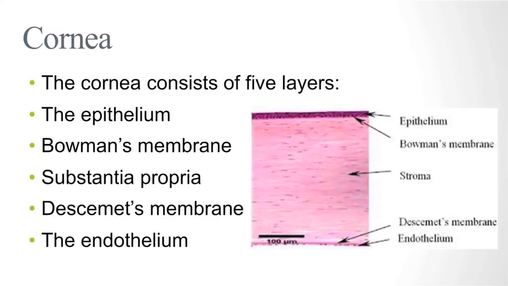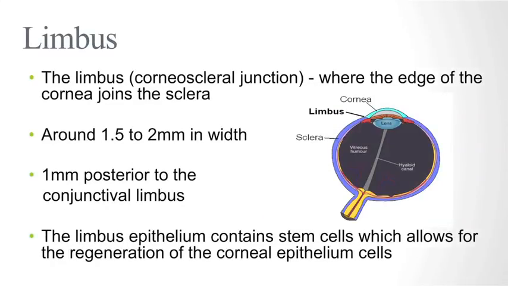5 layers of the cornea: the epithelium, Bowman's membrane, substantia propria, Descemet's membrane, and the endothelium. The limbus is where the edge of the cornea joins the sclera. It is an area measuring about 1.5 to 2 mm wide, which is 1 mm posterior to the conjunctival limbus. Stem cells are contained in the limbus epithelium, which enables regeneration of the corneal epithelial cells.